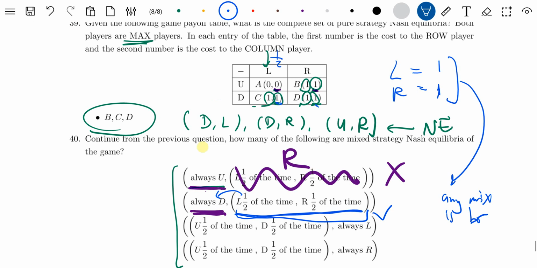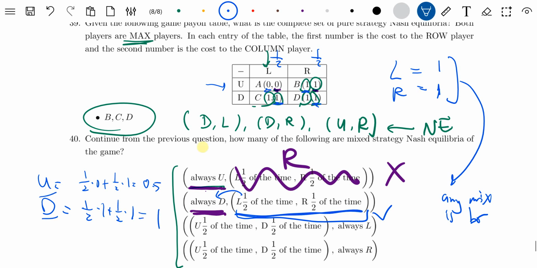If I do half of the time L, half of the time R, then if I choose U, let's compute it. Half of the time I'll get 0, half of the time I'll get 1. So it's half 0 plus half 1, which is 0.5. If I choose D, half of the time I'll get 1, half of the time I'll get another 1. So I'll get 1. So D is preferred to U. Actually, I will always choose D. So they are mutual best responses. So this is our first Nash.